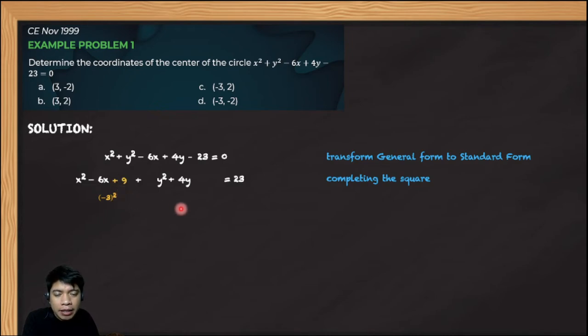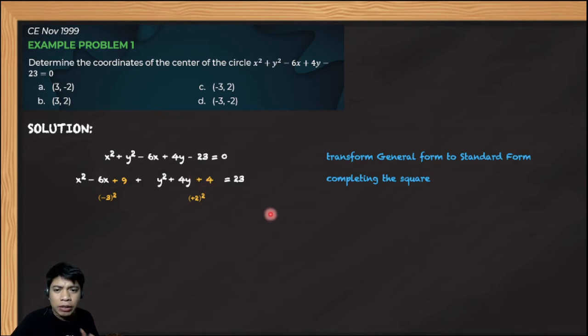And then, kukunin din natin, guys, yung kalahati ng coefficient ng y. So, that is positive 2. Then, square. Then, i-add din natin dito, so plus 4. Okay? So, take note na ang ginawa natin dito, nag-add tayo ng 9 and nag-add din tayo ng 4, sa may left side lang.